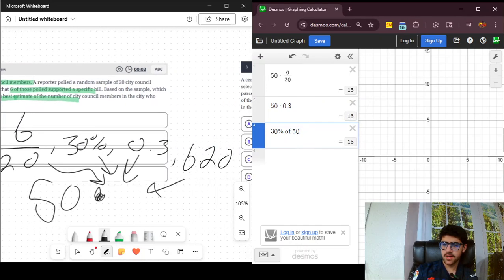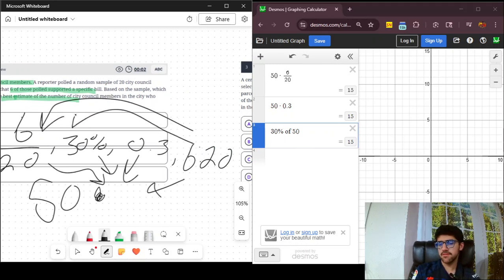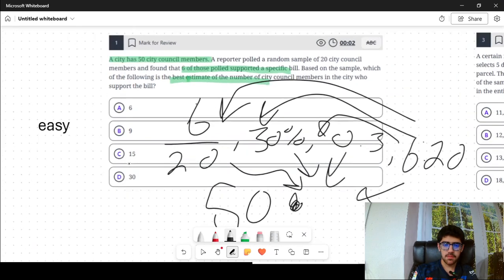I don't know how ratios work. For ratios, you would actually just convert it to a fraction. If you have a ratio, you'll have to convert it to one of these. So the ratio is not actually going to be helpful here. And from here, you see they all give you the answer of 15. And that is answer option C.